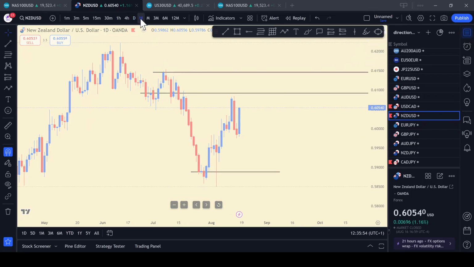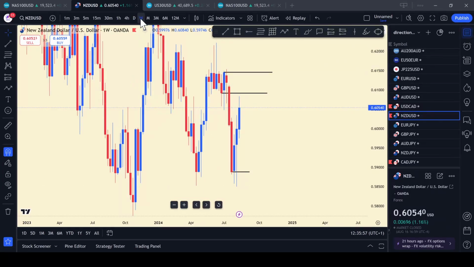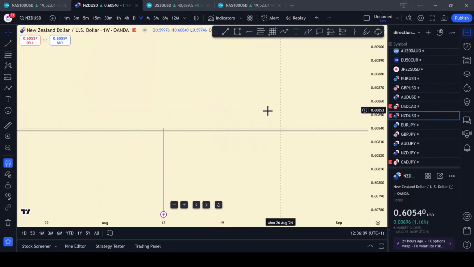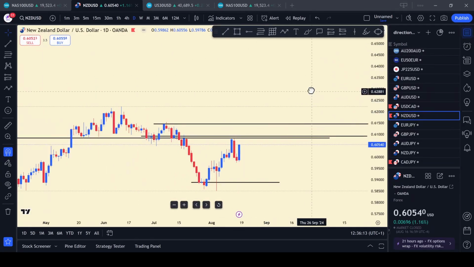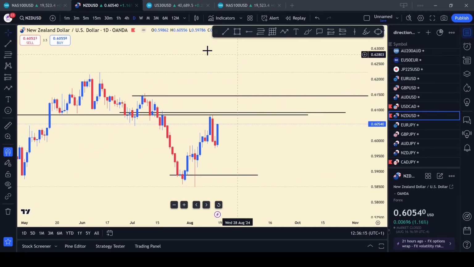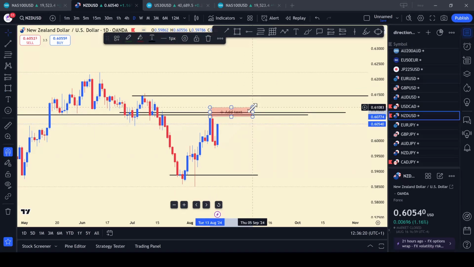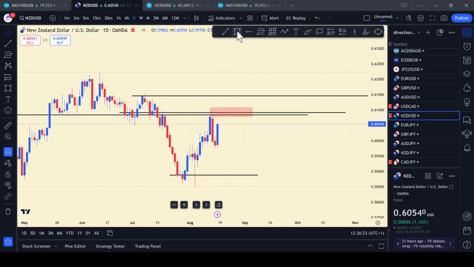One minute, let me go back and check. We had a level here. Did we reject the level? Yes, we did. Okay. So in this NZDUSD, we might see a kind of range play. We may see a kind of range play. All right.